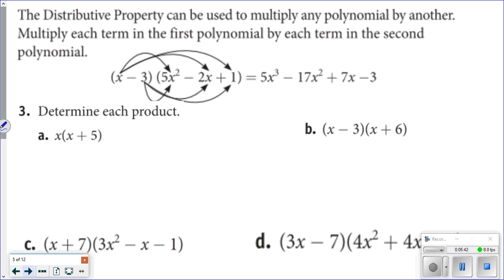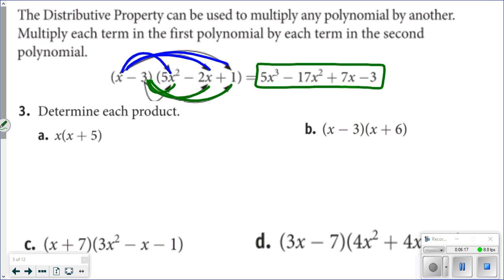So again, we've already talked about the distributive property, but the book brings it up again. It is used to multiply any polynomial by another. So what we do is we take this first term and multiply it by each term in the second one. And then again, we would take the second term, -3, and we would multiply it by each term in the second set of parentheses. We would get 6 total terms, and then when we combine them, we end up with 4.